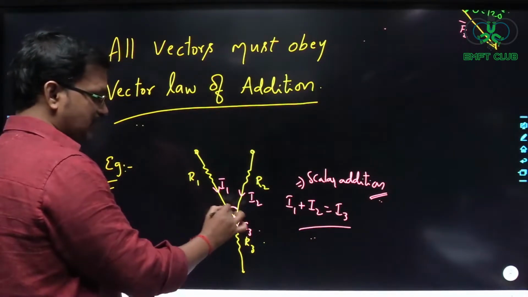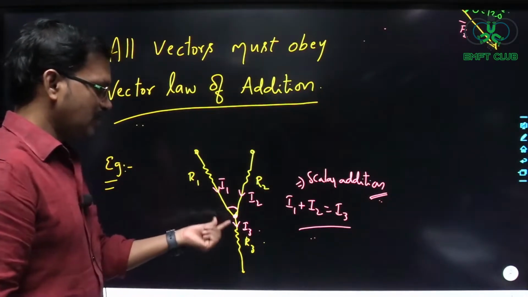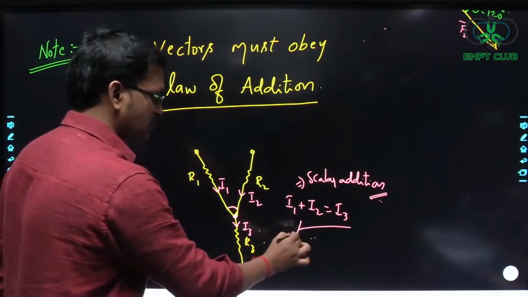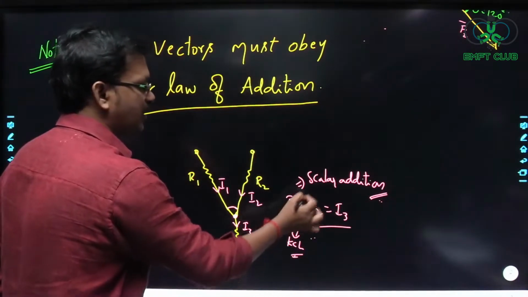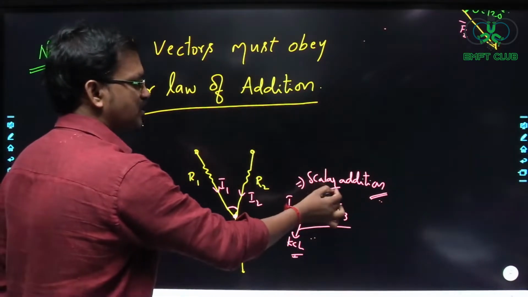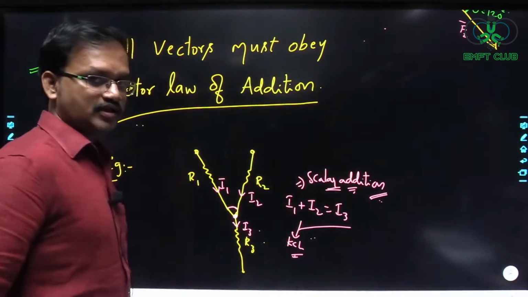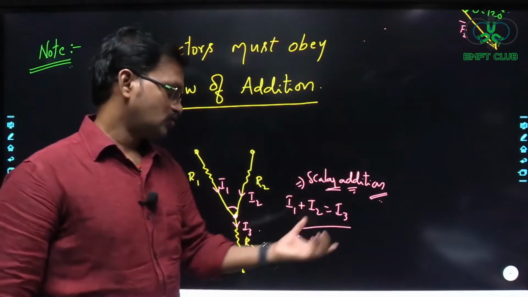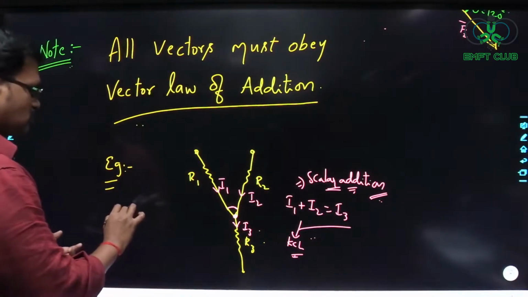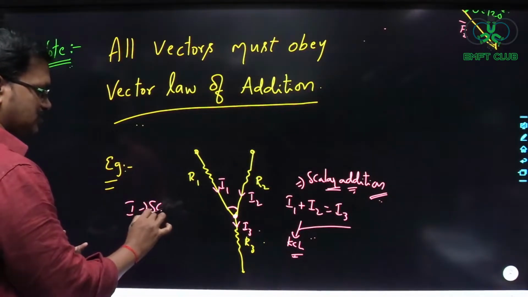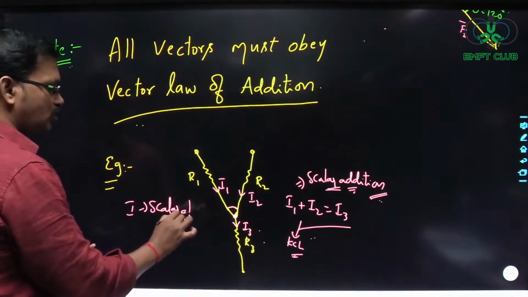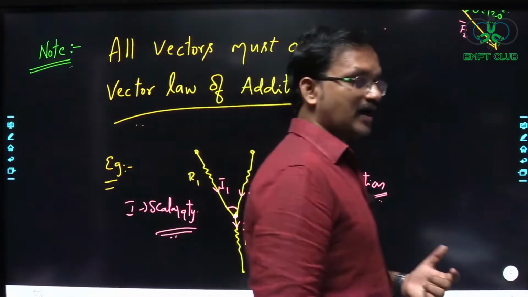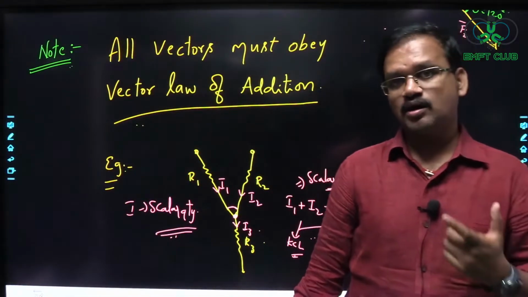So whatever may be the angle between these two branches, here I1 plus I2 is equivalent to I3, which is nothing but KCL. So this is simply an algebraic addition, or you can simply say a scalar addition. It is not a vector addition. So since it is following the scalar addition, we can treat the current as a scalar quantity. The current is always a scalar quantity. So throughout our subject, we are going to treat the current as a scalar quantity.